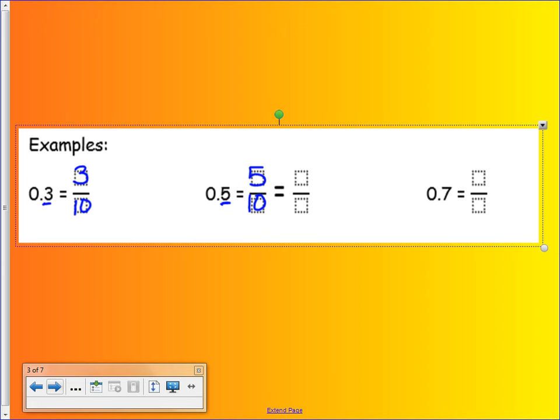And then because both of those can be divided by 5, I'm going to simplify that. So 5 divided by 5 is 1. 10 divided by 5 is 2. So my answer is 1/2. Let's take a look at the next one. 0.7 is read as 7 tenths. So I'm going to write 7 over 10. Again, if you need to, go ahead and pause the video.